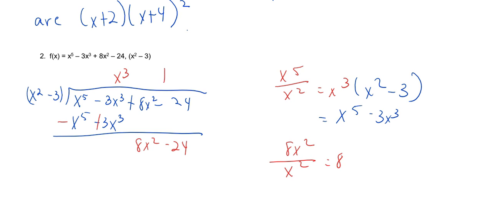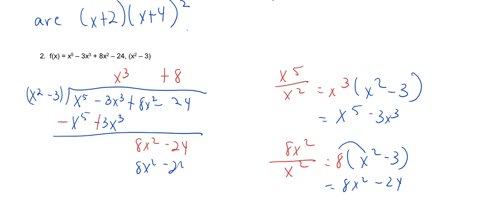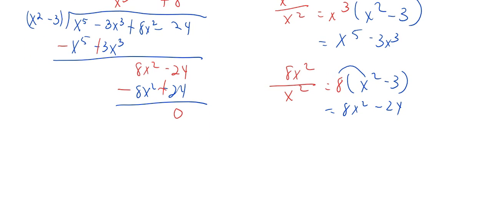we get 8. So 8 times x squared minus 3 is going to give us 8x squared subtract 24. And then we are going to record those and then change our signs. Remainder is 0. Now we're going to see if we can factor the x cubed plus 8 further.